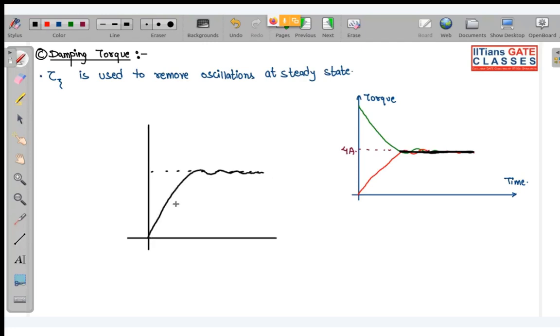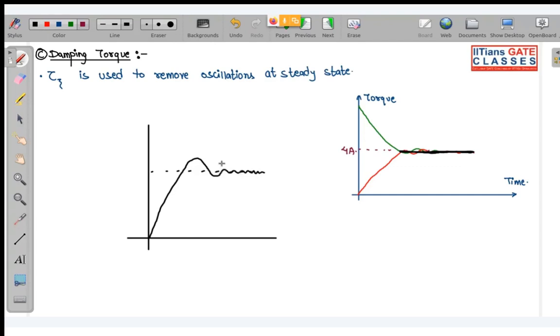Okay, so now can anyone tell me why these oscillations happen? Why do these oscillations happen? Decaying oscillation? I will only tell, it's okay. So basically, your energy is being continuously released.